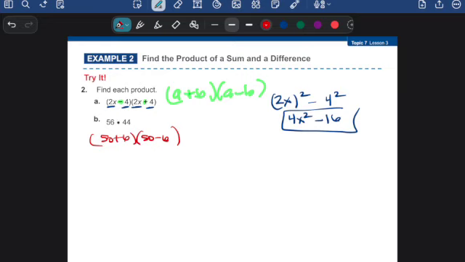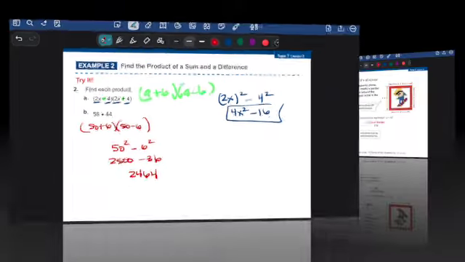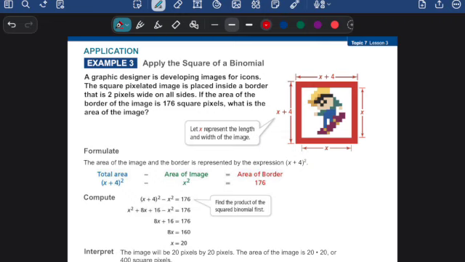I'm going to take my first term, my A term, and square it, and subtract my second term squared. 50 squared is 2500. 6 squared is 36. And I subtract those two, and I get 2,464.